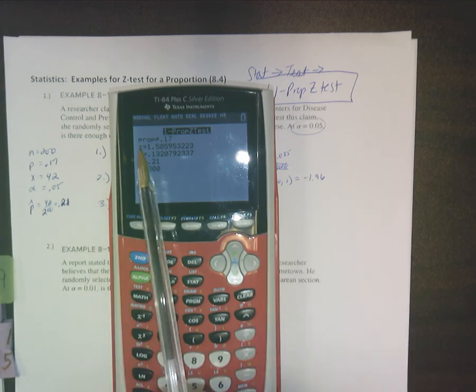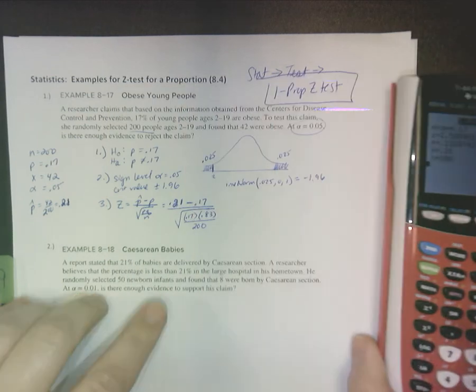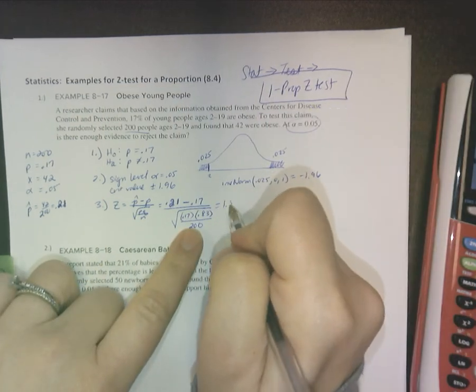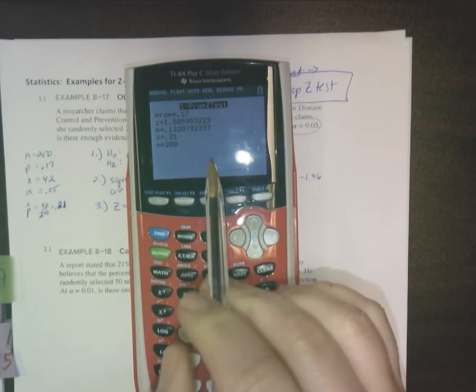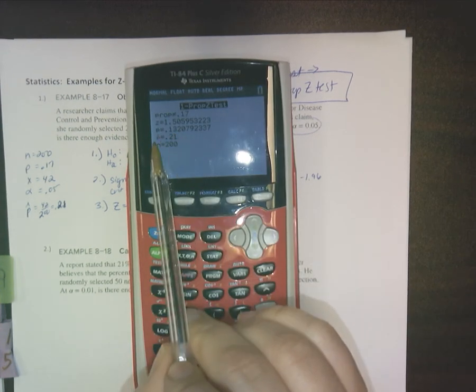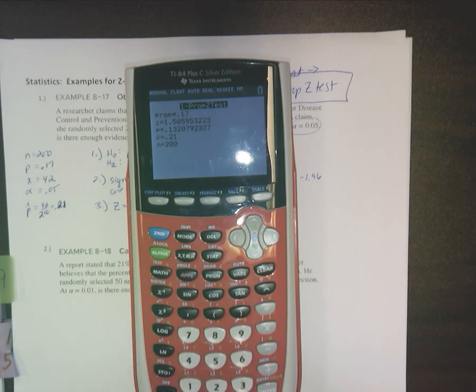And look right there, Z is 1.51. If you work this out, this would be 1.51. Your P is 0.13. Your P hat is 0.21. Now, here's where it could get confusing. Please listen to me. You have a P for a population proportion, you have a P hat, and then you have this P value, okay?